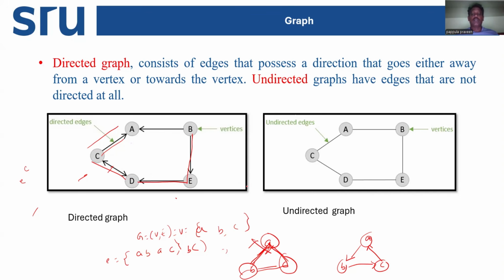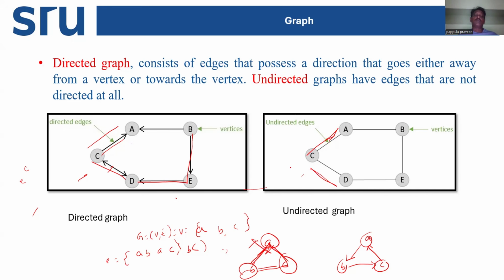And coming to undirected edges, there is no direction between one vertex and another vertex. This is represented either as A to C or C to A, and this is C to D or D to C. Okay, it means we have both directions. There is no specific direction from one vertex to another vertex.